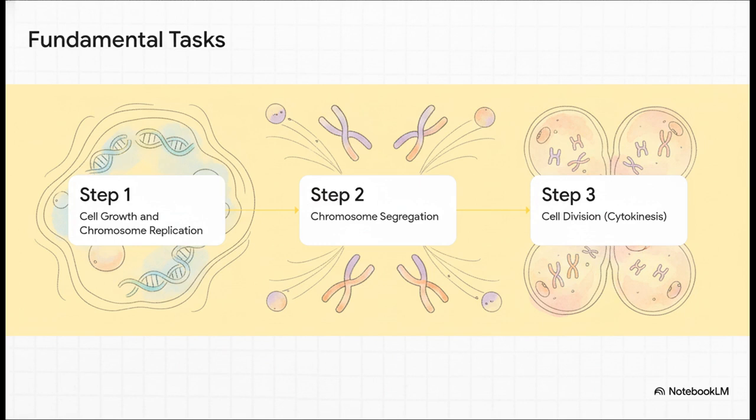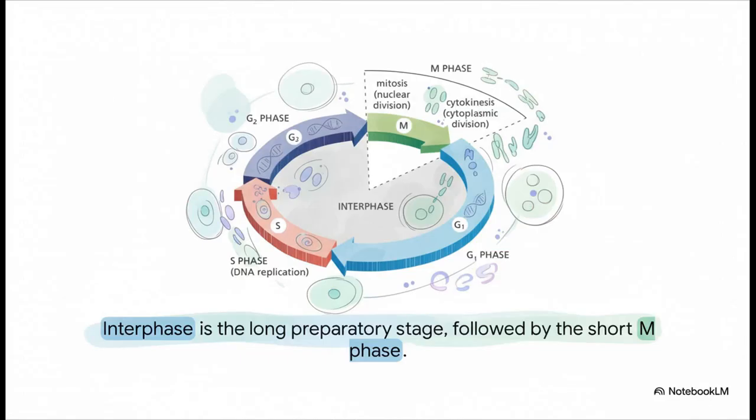First, it's got to grow and, most importantly, replicate its chromosomes. Second, it has to accurately separate all those copies. And third, it needs to physically split its guts, the cytoplasm, in a process called cytokinesis, to create two brand new daughter cells.